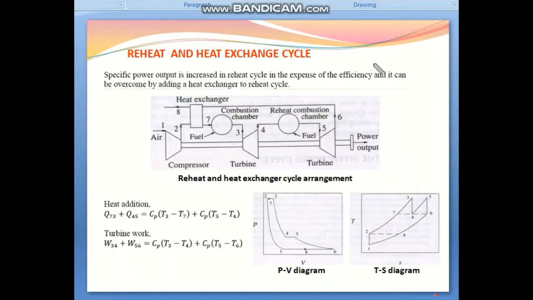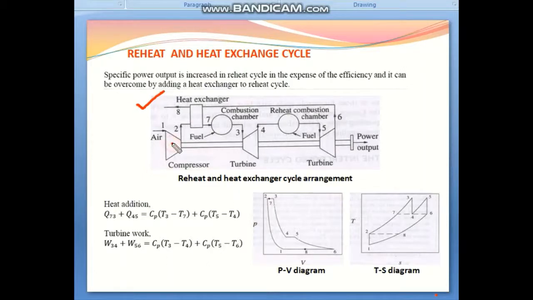Now the reheat and heat exchange cycle is the combination of both the two cycles. To increase the specific power output, the reheat cycle comes at the expense of efficiency, and this can be overcome by adding a heat exchanger to the reheat cycle. So let's see the arrangement and the working principle.